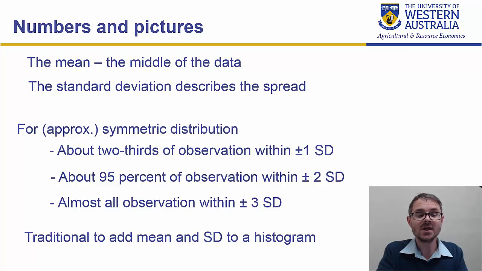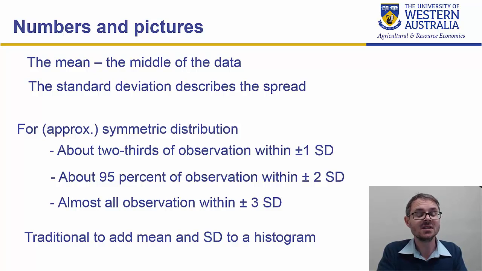So why are we using this mean and standard deviation? Because if we have this rule, about 2/3 to 70% of the data is within 1 standard deviation, 95% is within 2 standard deviations, and we find that almost all of the observations are within 3 standard deviations. And it's traditional to add this information to a histogram. So really, when we're talking about symmetric distributions, and we will be working with symmetric distributions a lot, the mean and the standard deviation are very useful.